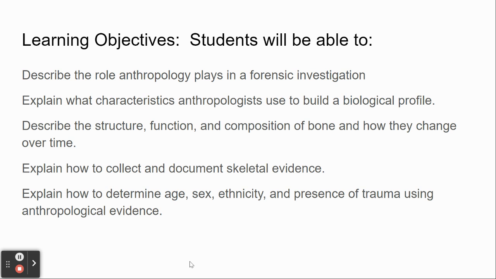Making sure to look at or be able to explain what characteristics are used in the formation of a biological profile. Again, a biological profile in this context will be information that's used to help describe what that individual was like when they were living. So maybe build, stature, potentially jobs that they may have done, things like that. A lot of that, or some of that information, can be gleaned from skeletal remains.